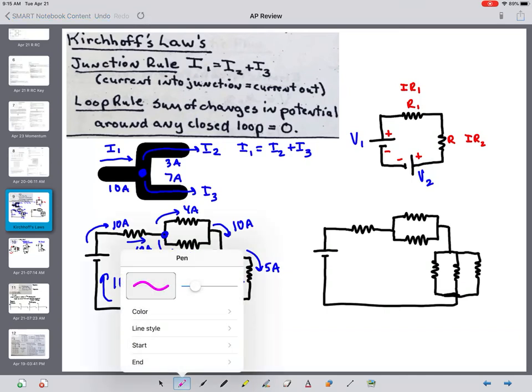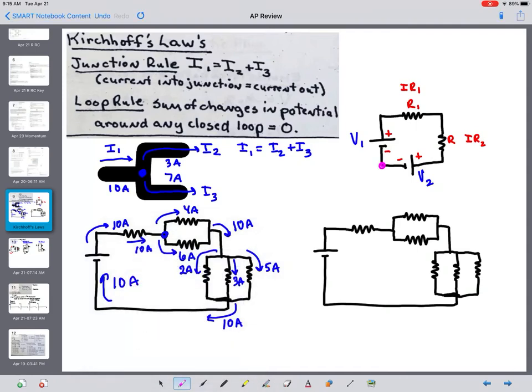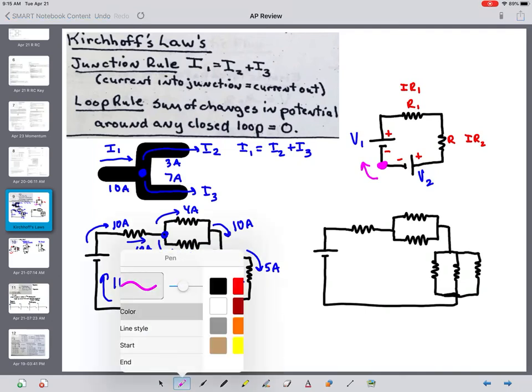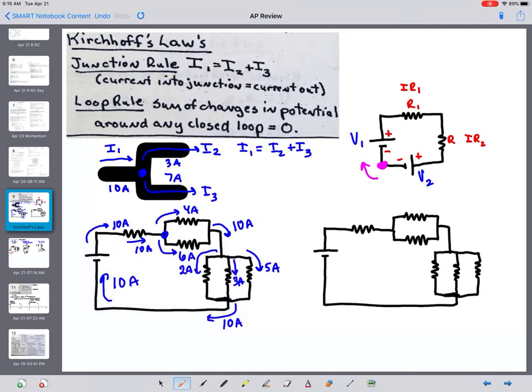If I complete any closed loop around there, there's only one closed loop. I'm going to arbitrarily pick a point. We'll go right there. And I'm going to arbitrarily pick a direction. I'm going to go that way. As I go around that way, I am going to make an assumption. I'm going to assume a direction for the current. I'm going to assume that the V1 is dominating, and so my current is traveling in that direction.